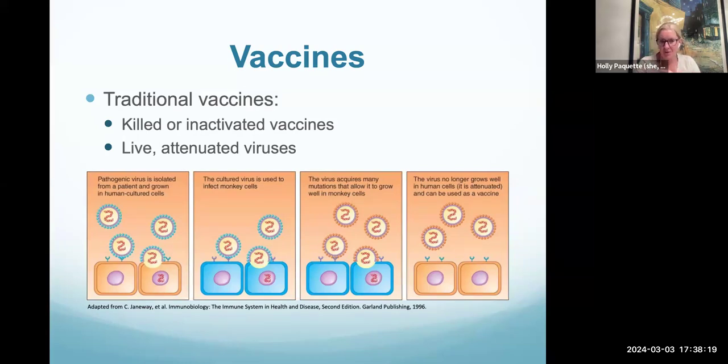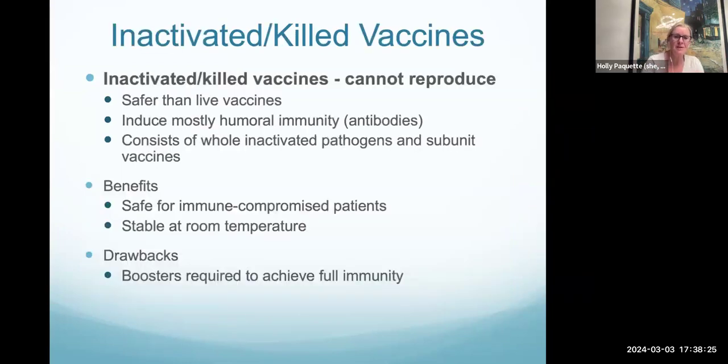So let's talk about the difference between killed or inactivated and live attenuated. What are the pros and cons of each of those? So with inactivated or killed vaccines, the thing to keep in mind is if this was a virus or a bacteria, these cannot reproduce. They have been treated in some way so that they are dead or inactivated, even if they get into the body, but they still have those antigens on them that our body recognizes as foreign.